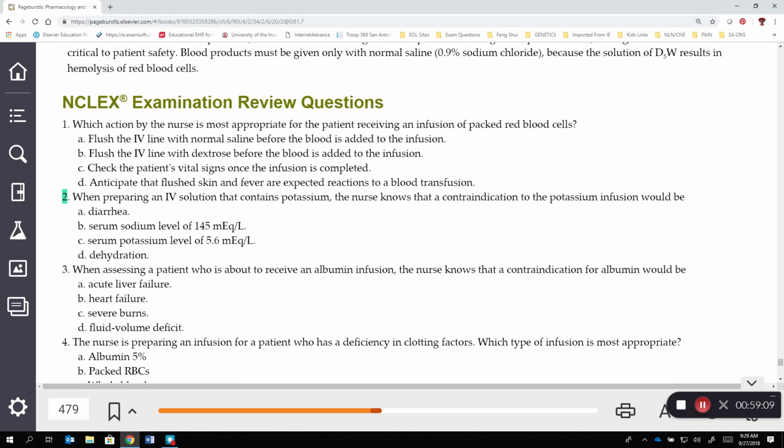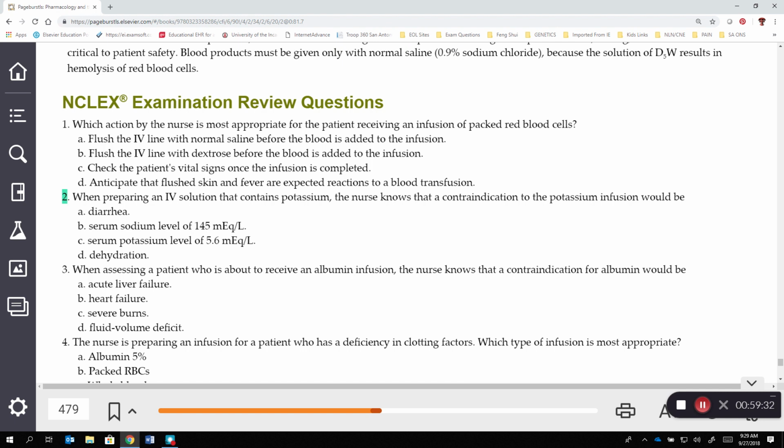And then you can test yourself on exam review questions. It appears I have highlighted number 2. What is number 2? When preparing an IV solution that contains potassium, the nurse knows that a contraindication to the potassium infusion would be what? So what would be a reason not to give potassium IV?